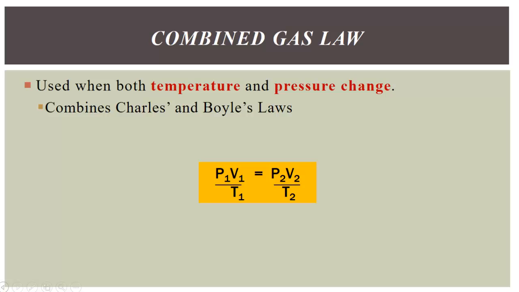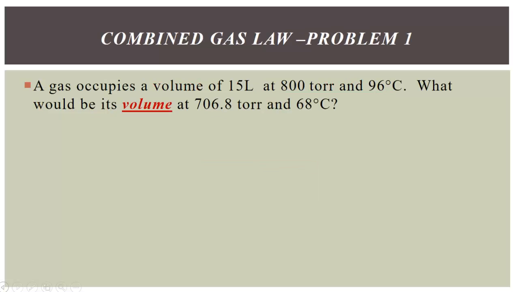Since we've worked these pretty well already, let's go ahead and jump into a quick example problem. So if we have a gas that occupies 15 liters at 800 torr and 96 degrees Celsius, what would be its volume at 706.8 torr and 68 degrees Celsius? A couple new factors in there. We talked about torr before. Remember, torr is basically the same as millimeters of mercury. It's a measure of pressure.